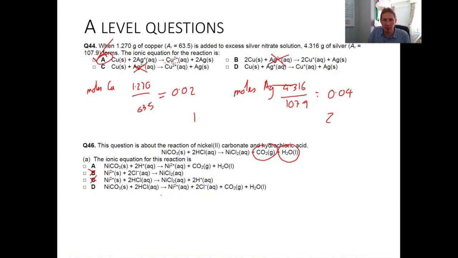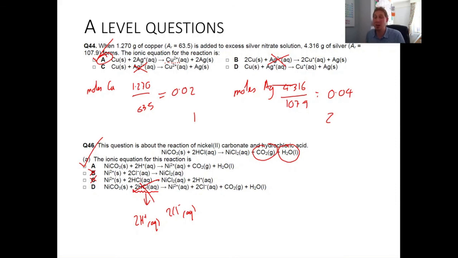So we've limited ourselves to A and D already. Now, when I look at this, I also notice HCl aqueous here. I know that is split up into H+ ions and Cl- ions in reality, so that can't be right. So therefore the answer must be A, just by understanding how to do ionic equations. So nickel carbonate solid plus 2 protons gives nickel 2+, carbon dioxide plus water.